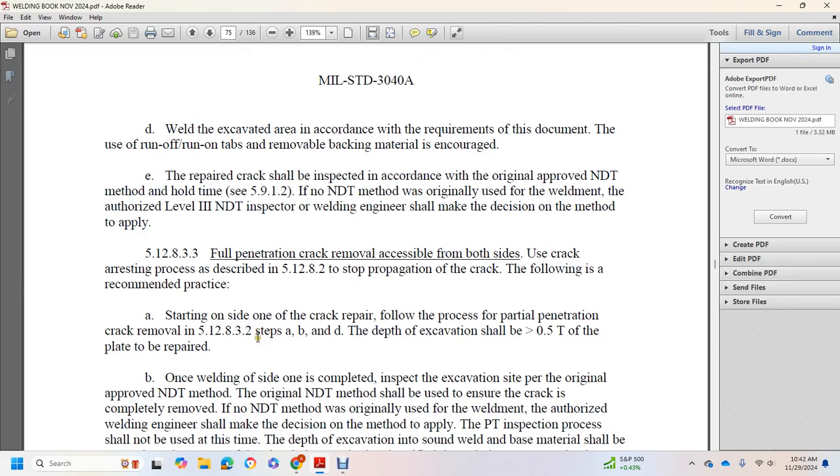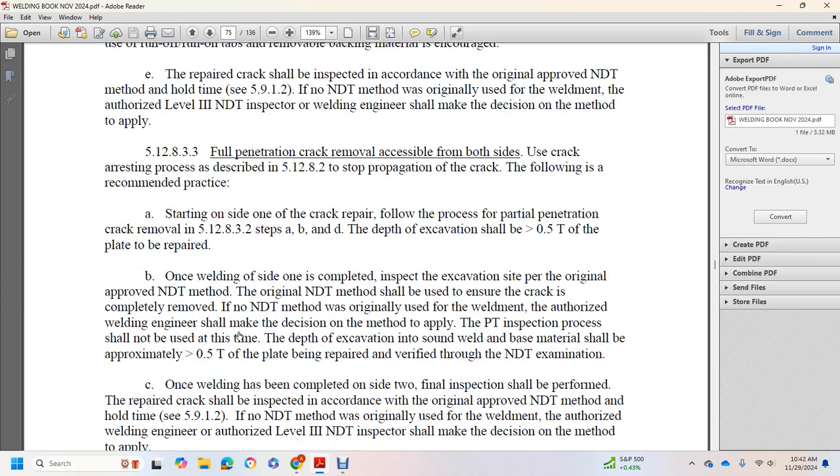Partial penetration crack removal, with 5-12-8-3-2 steps A, B, and D. The depth of the excavation shall be greater than half the thickness of the plate being repaired. Once the weld on side one is completed, inspect the excavation side with the originally approved non-destructive testing method. Original non-destructive testing should be used to ensure the crack is completely removed.